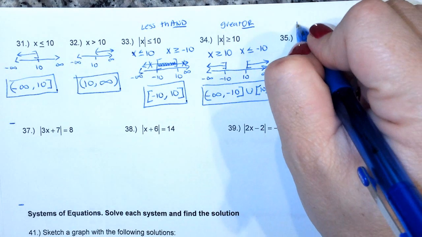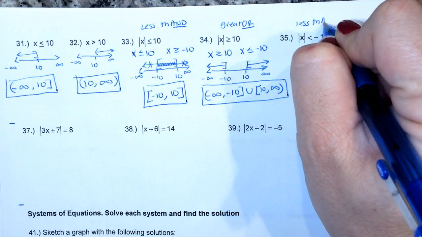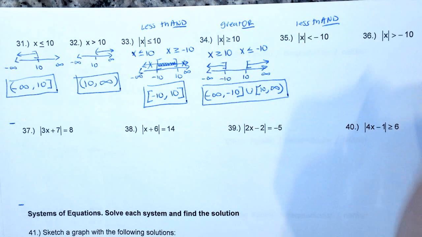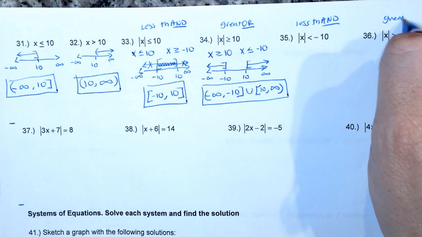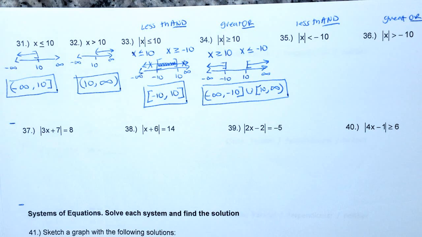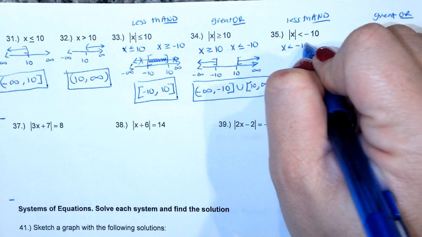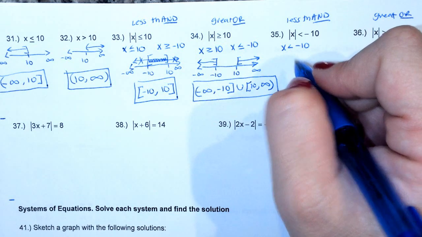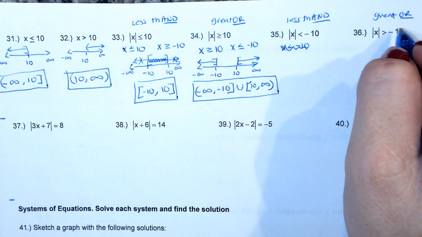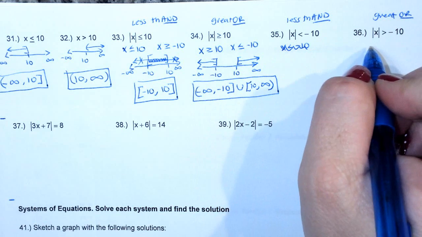So again, this is a less than problem, so it's going to be and. This is a great OR problem, so this is OR. Okay, so rewrite it exact. X is less than negative 10. Oh, freeze. This is a special case. Special case. Anytime you have a negative, stop.